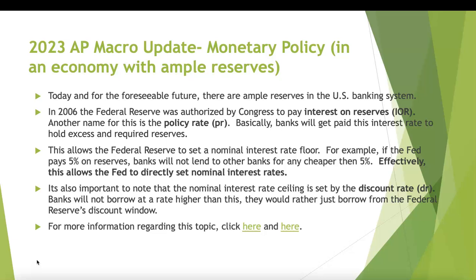It is also important to note that the nominal interest rate ceiling is set by the discount rate. Banks will not borrow at a rate higher than this because they would rather just borrow from the Federal Reserve's discount window. Why borrow for more money when you can borrow from the Federal Reserve at a lower rate? All right. So I want to look at the graphs regarding monetary policy in ample reserves here.